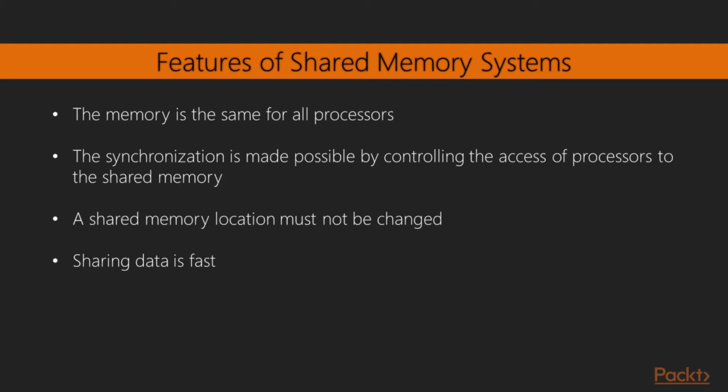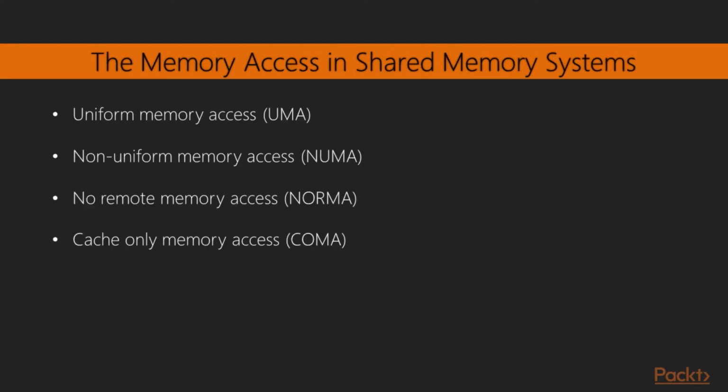4. Sharing data is fast. The time required for the communication between two tasks is equal to the time for reading a single memory location. It depends on the speed of memory access. The memory accesses in shared memory systems are as follows.